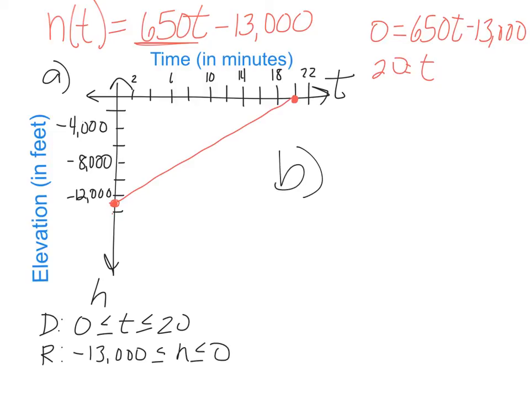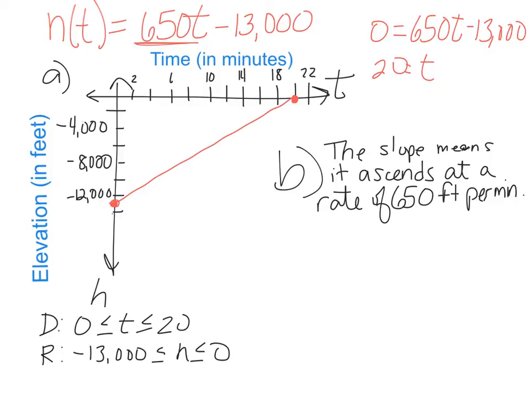So now we have to interpret. It says in the problem, interpret the slope. So what's the slope? The slope is 650. The slope means it ascends at a rate of 650 feet per minute. So now we look at the intercepts. So we need the y-intercept. So what does the y-intercept mean?